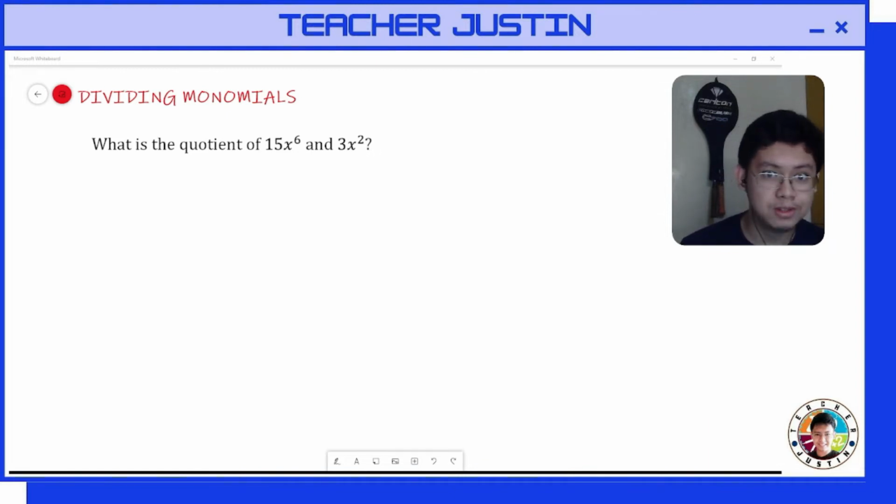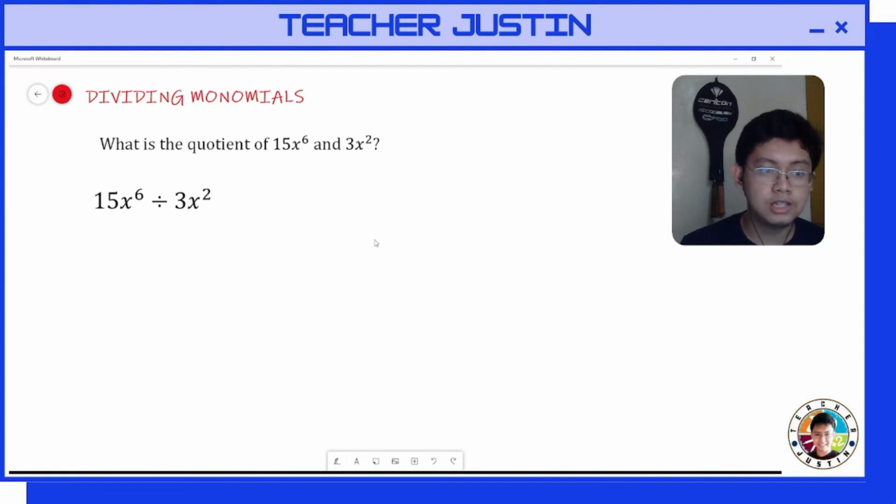And how are we going to divide monomials? First, let's translate this. So 15x raised to 6 will be our dividend and 3x squared will be our divisor. So it will be written in this form: 15x raised to 6 divided by 3x squared.